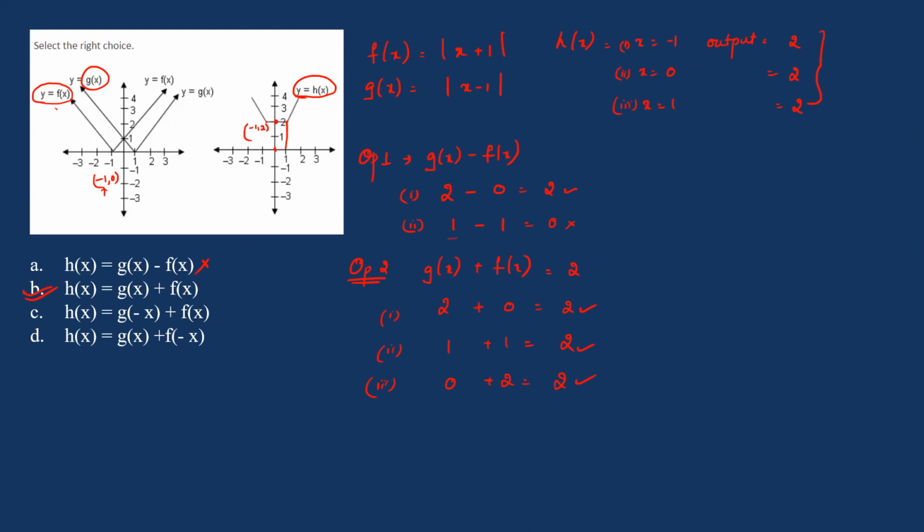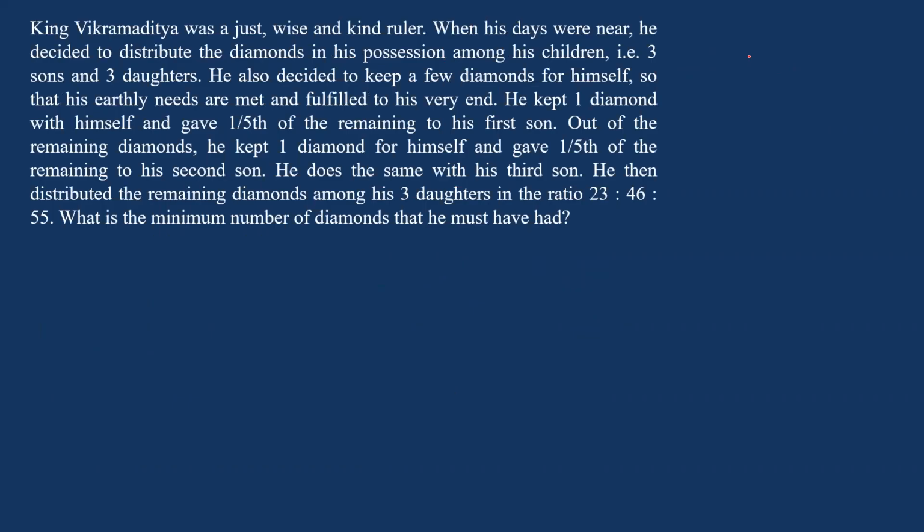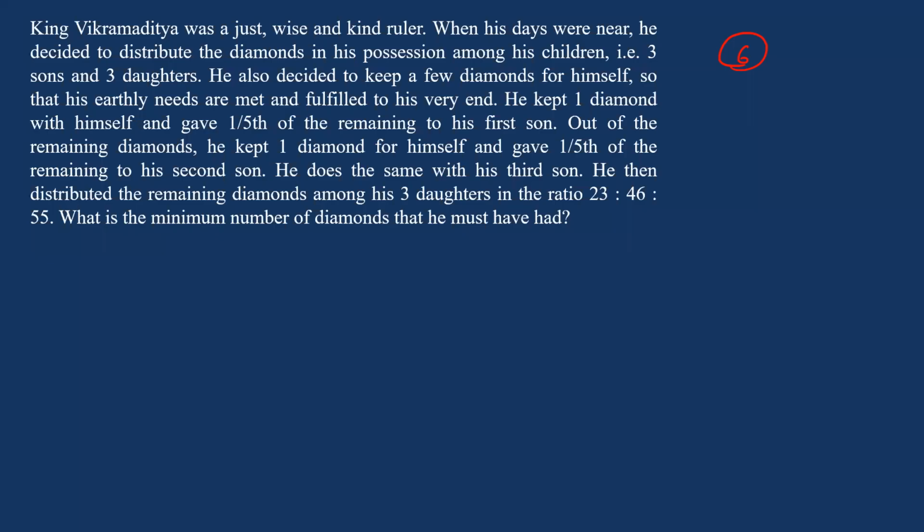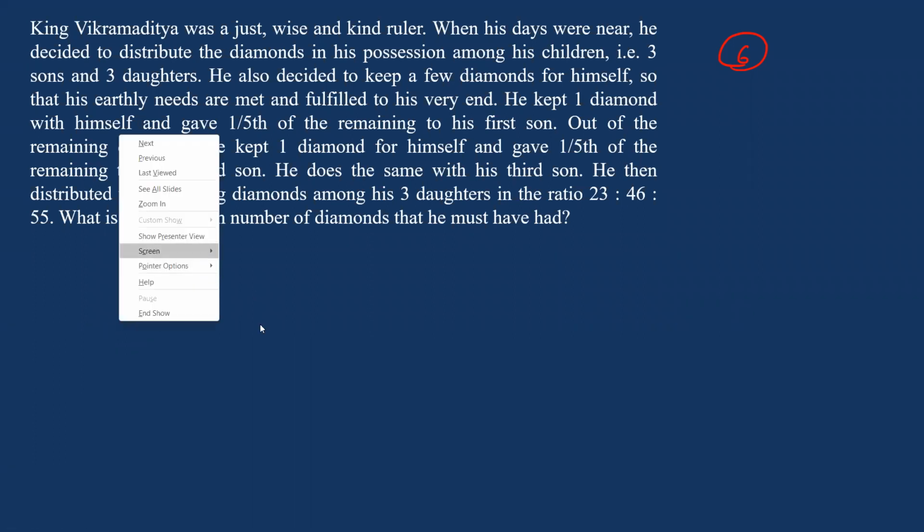Now, this should be the 6th question of the paper, because we have seen a question of this kind in the class. Yep, let's look at this question now. King Vikramaditya was just and a wise and kind ruler. Okay, a lot of adjectives used. Fair enough, no problem.